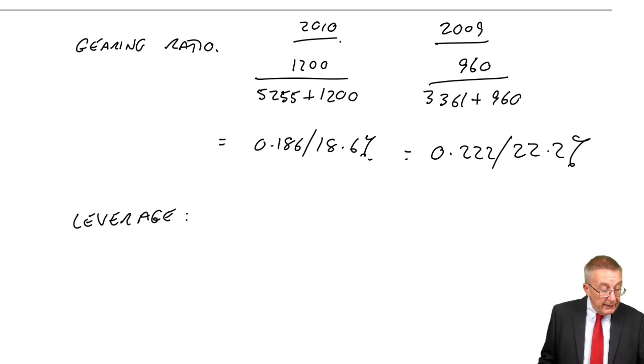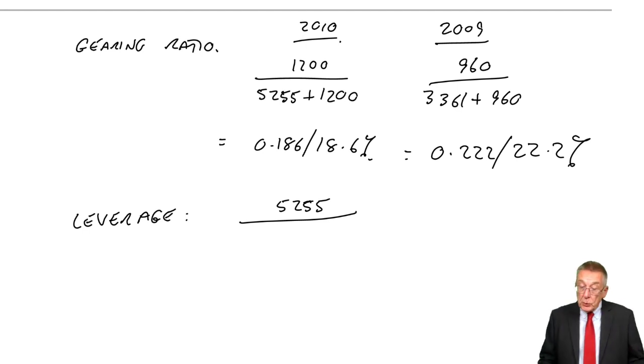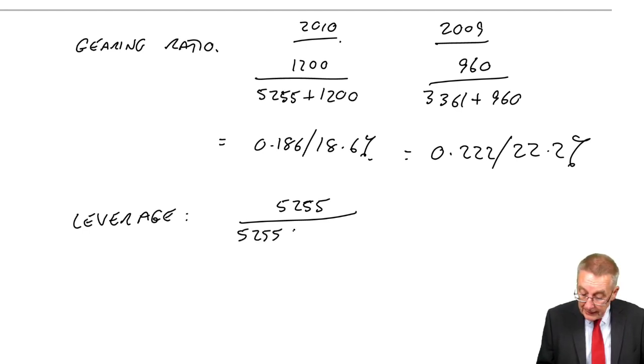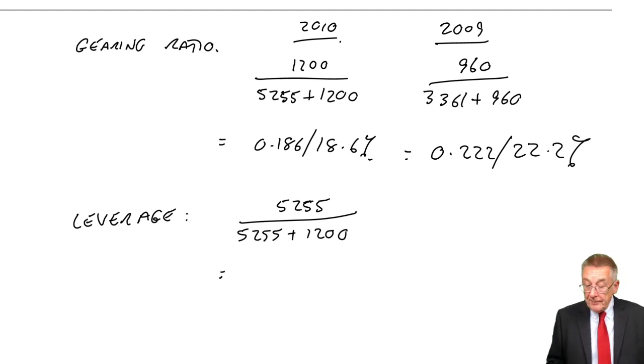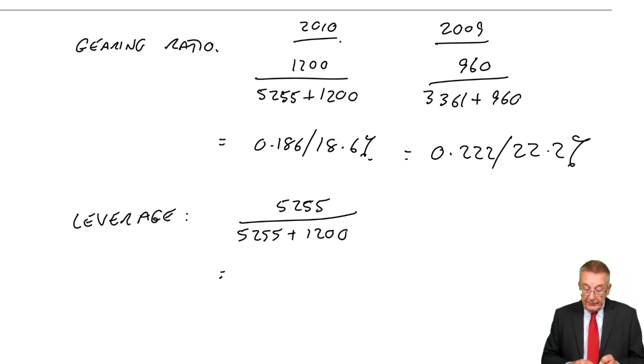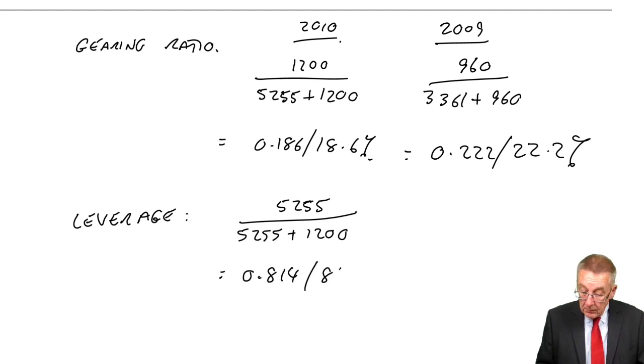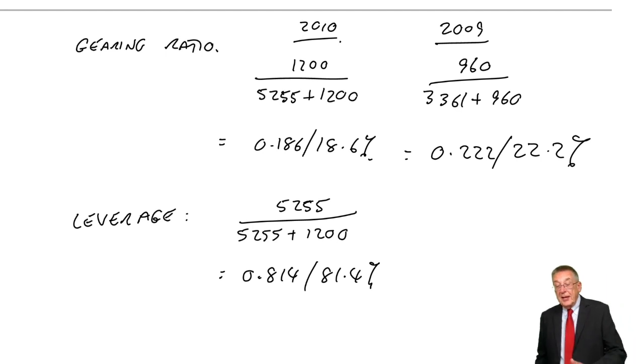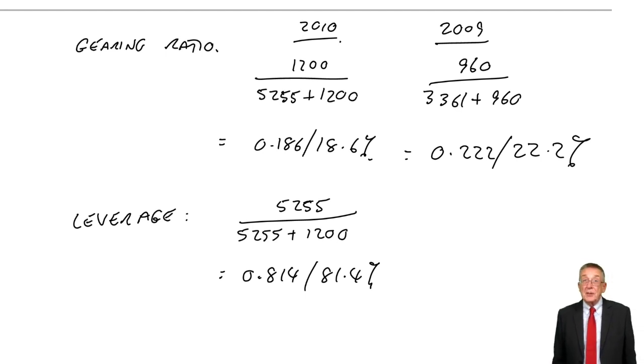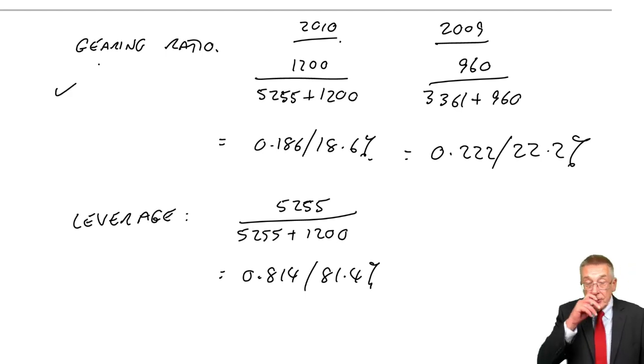So in 2010, from shareholders is 5,255, out of a total long-term finance, as before, which gives us 5,255 divided by 6,455, 0.814 or 81.4%. And if you think of the gearing ratio and leverage, they add up to 100%. One's looking at the proportion of debt, the other at the proportion of equity. It's the gearing ratio that's more common, but otherwise it's effectively the same idea.